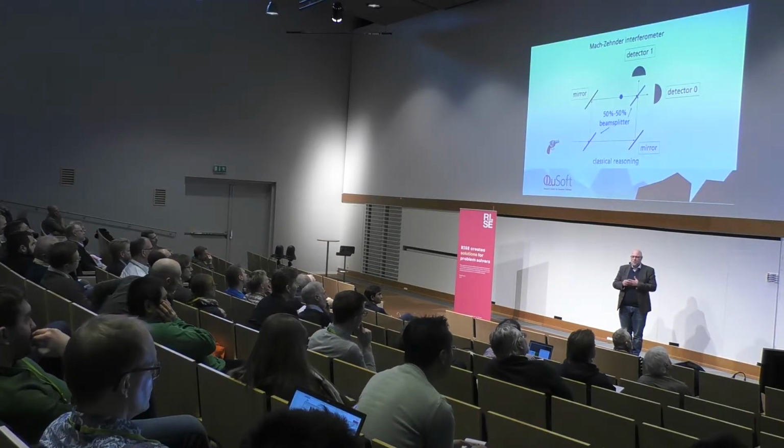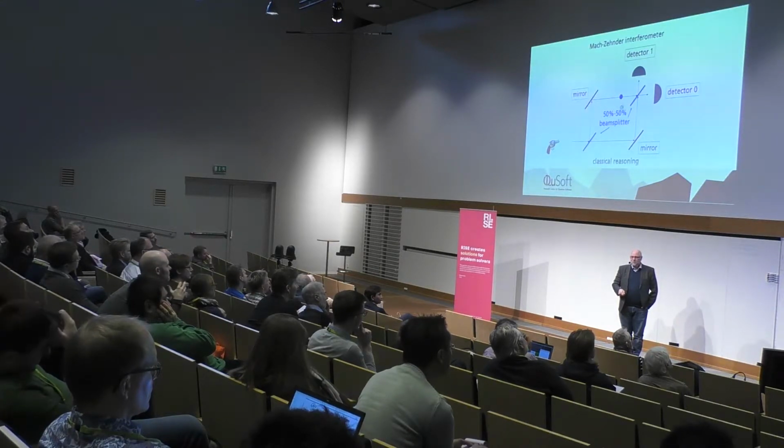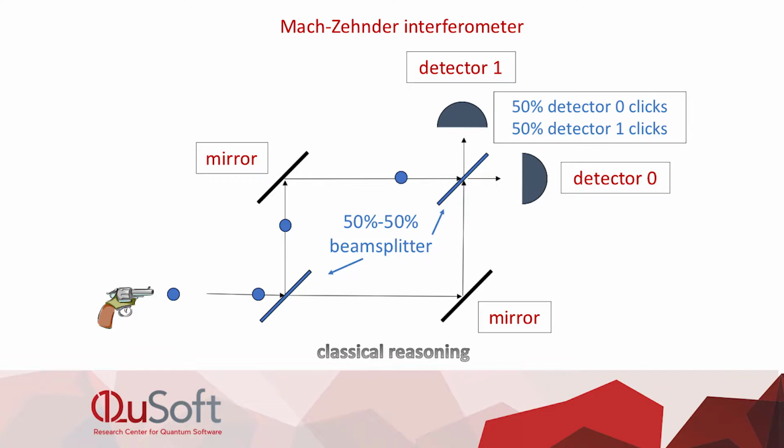And now what's going to happen? Well, you see that the situation is perfectly the same as the situation before, right? I have a single photon here that is entering this 50-50 beam splitter, and so what we expect to happen is that 50% of the time detector 1 clicks and 50% of the time detector 0 clicks, right? This is what should happen if we have 50-50 beam splitters here.